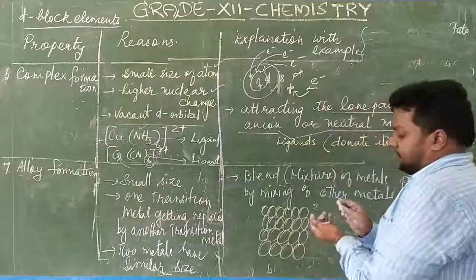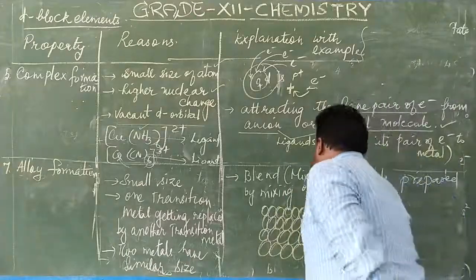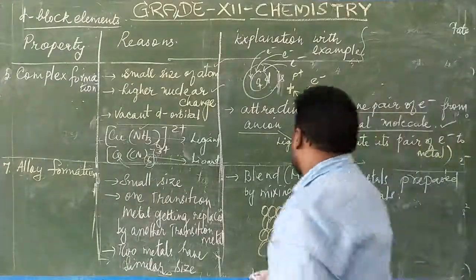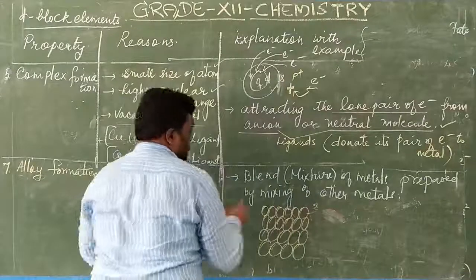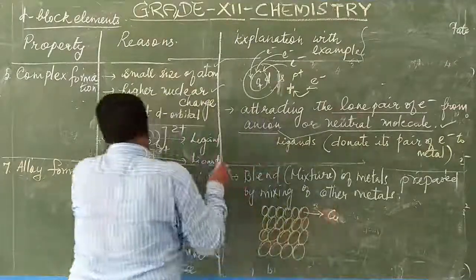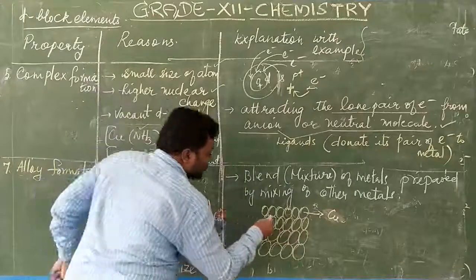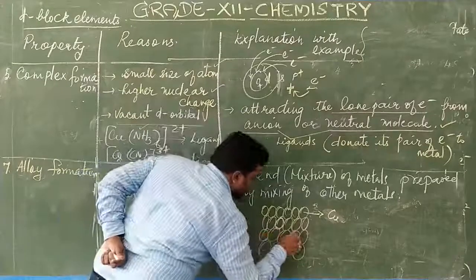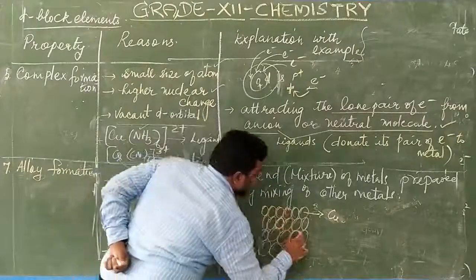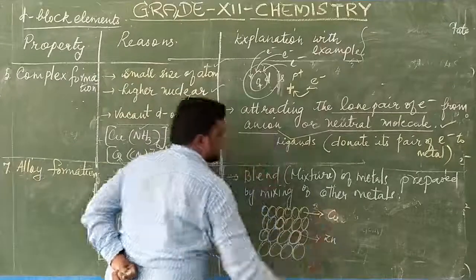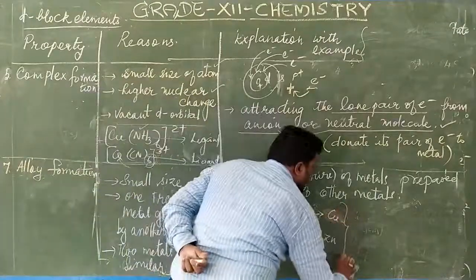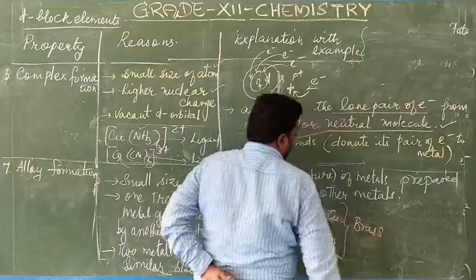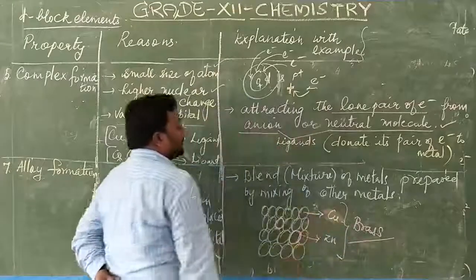In the structure, everything is copper. Yellow color is copper. Now in that copper lattice crystal, I am removing one copper and replacing it with zinc. Then this is called an alloy of copper and zinc, which we call bronze.